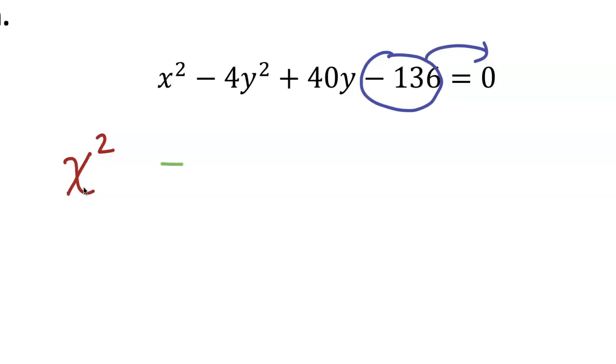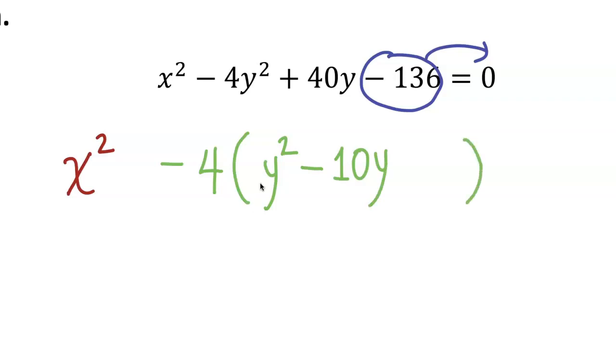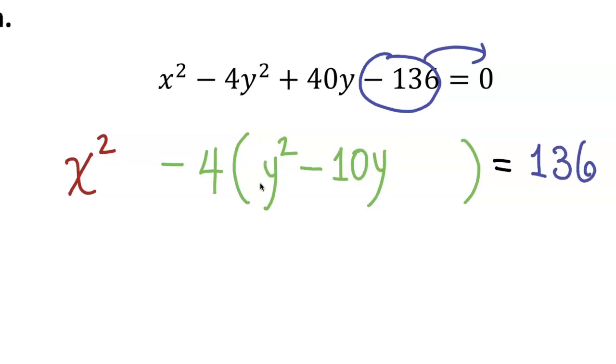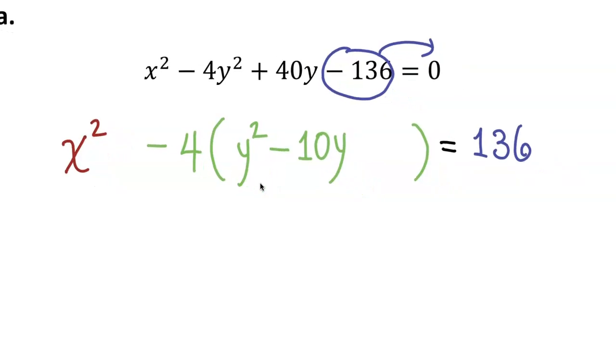We got negative 4y squared plus 40y. Let me factor out the negative 4. So then I'm going to get negative 4 out in the parenthesis, y squared minus 10y. Give it a little room. And on the other side, let me put that 136. Okay, so let us complete the square for the y squared and minus 10y.